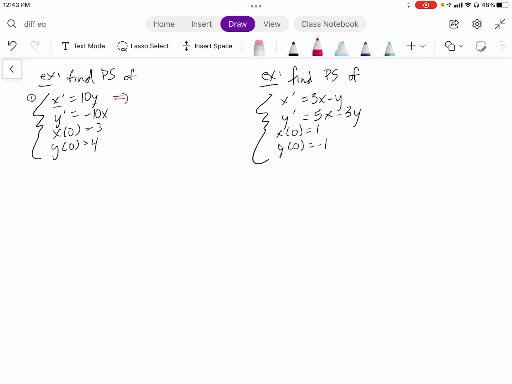So for equation 1, x double prime equals 10 y prime. So therefore y prime is x double prime over 10. And now I can substitute the y prime for y prime. So I'm going to plug in that x double prime over 10. X double prime over 10 equals negative 10x. I used equation 2 here.